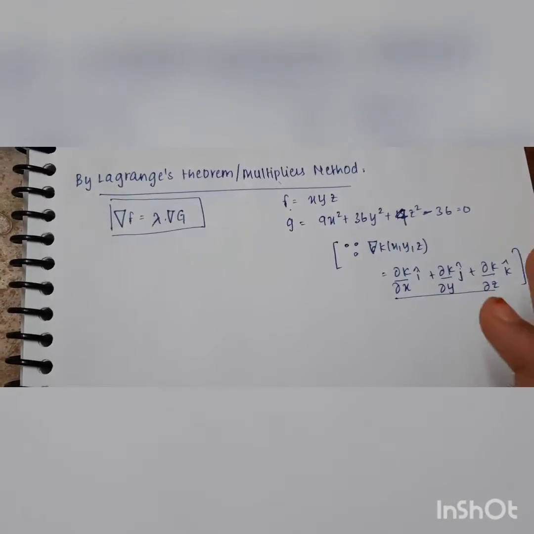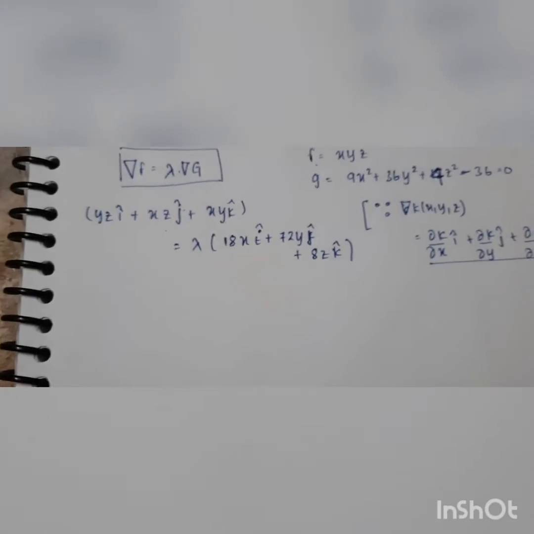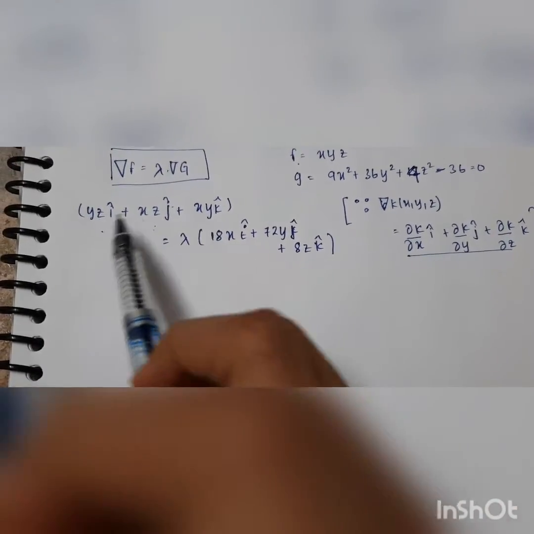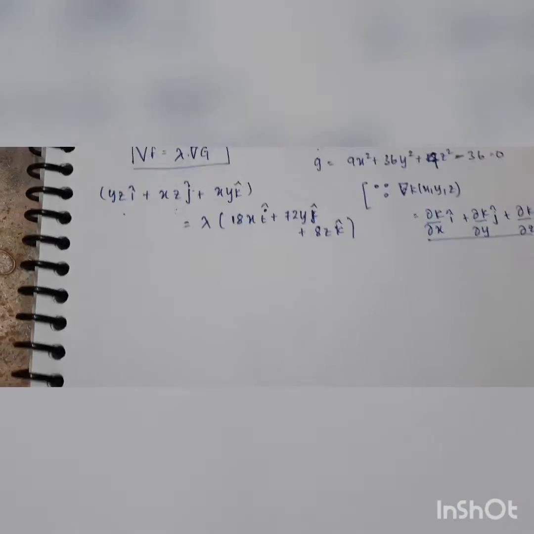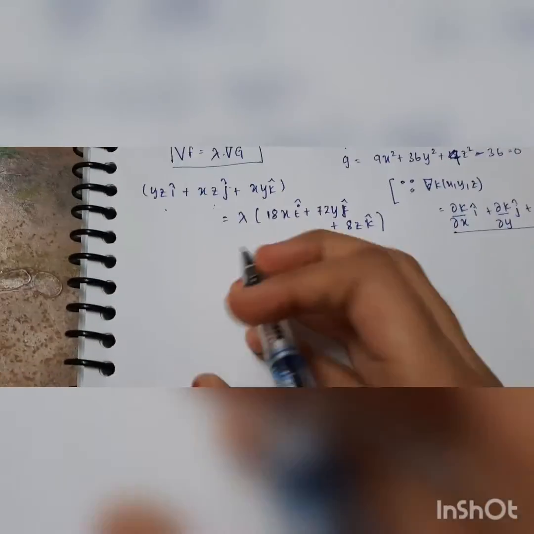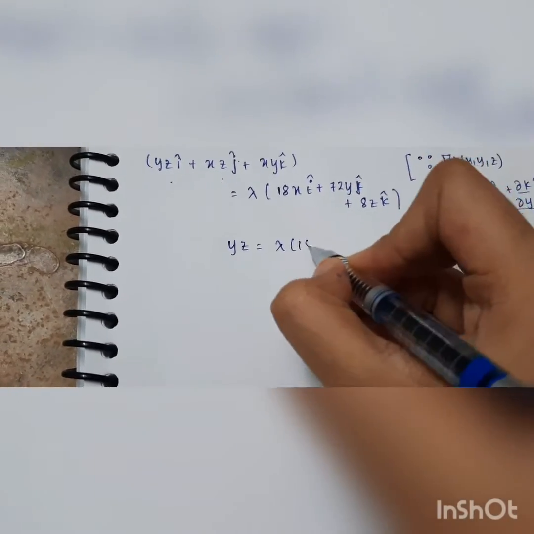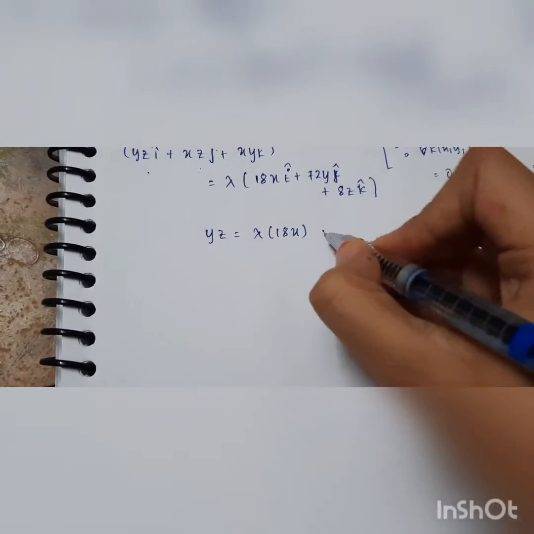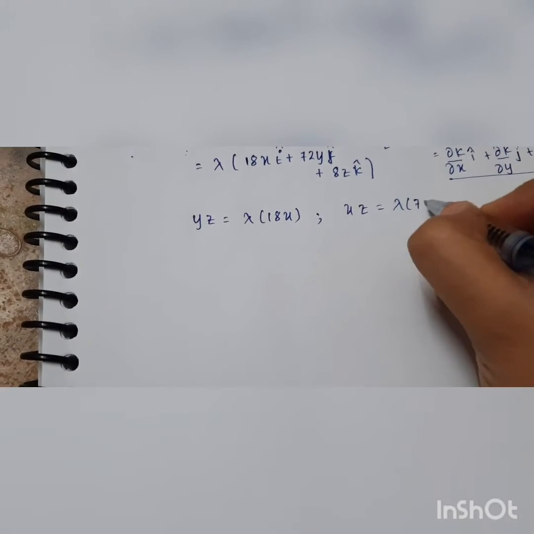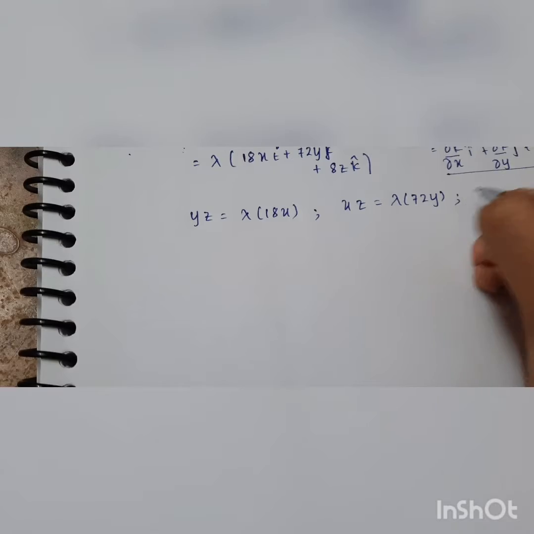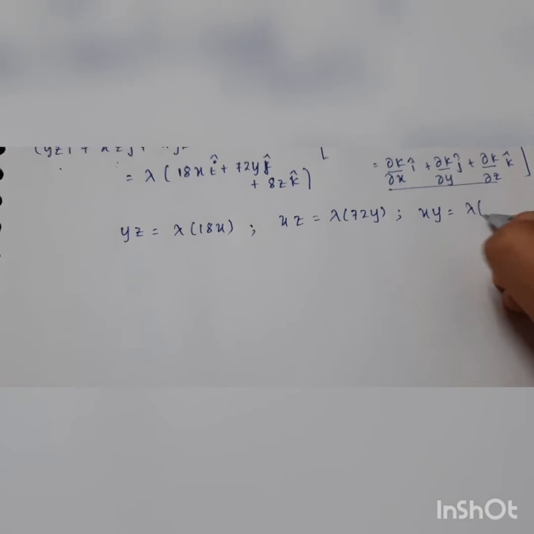Using this we get this. So by equating LHS and RHS with their respective unit vectors, we get yz is equal to lambda into 18x, and xz is equal to lambda into 72y, and xy is equal to lambda into 8z.